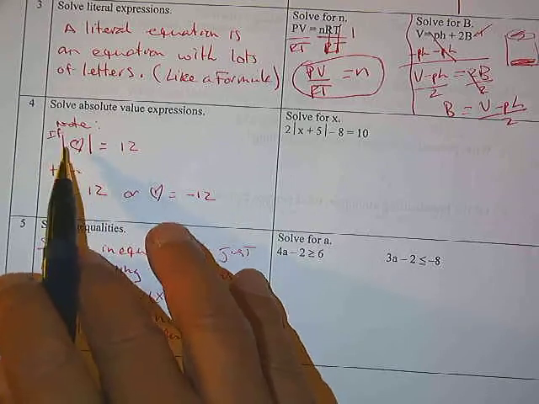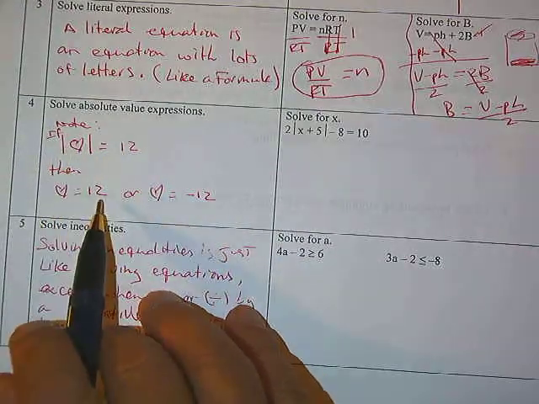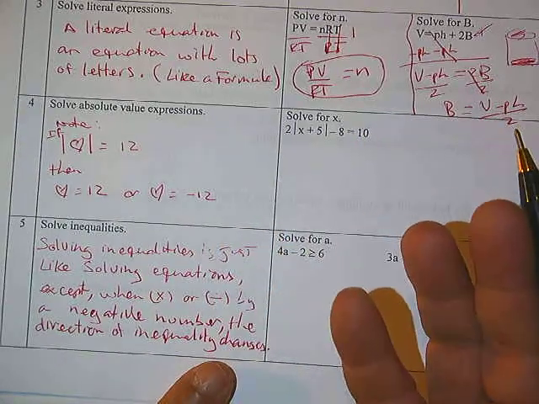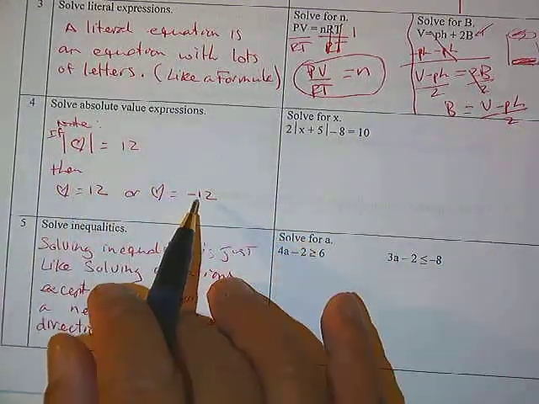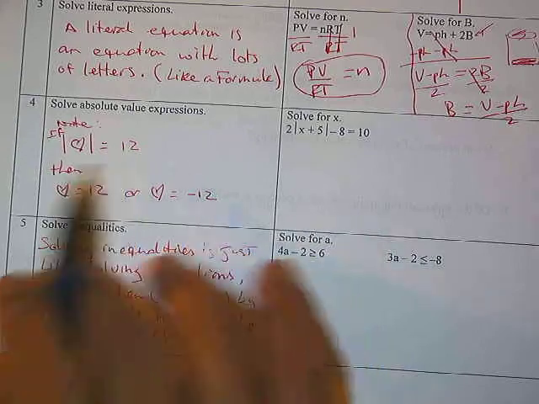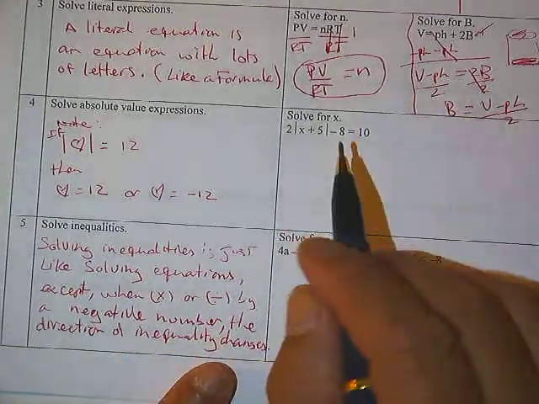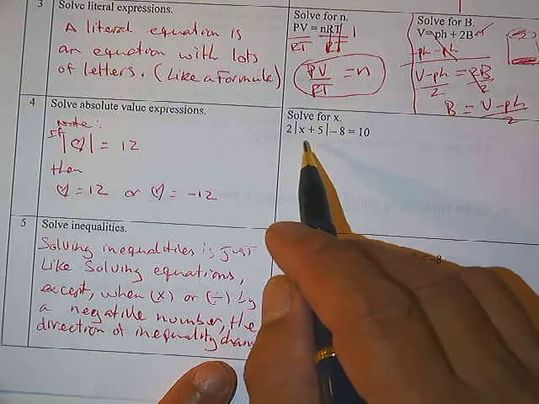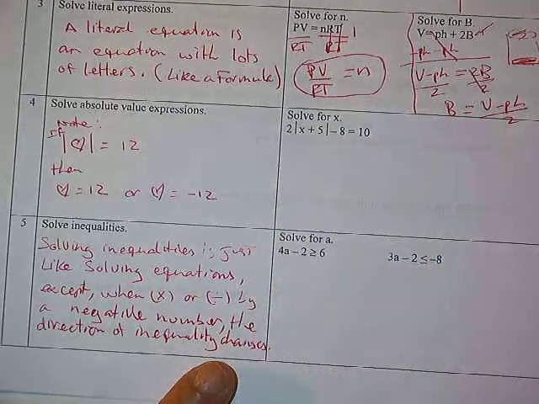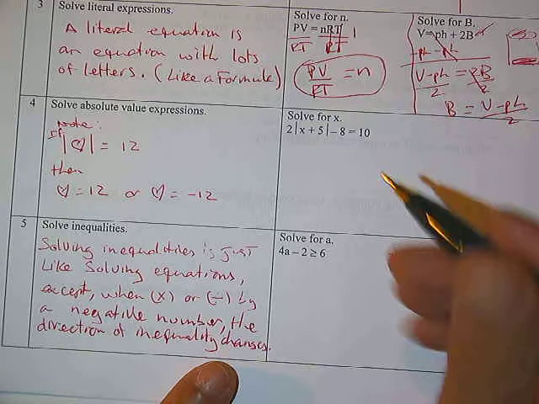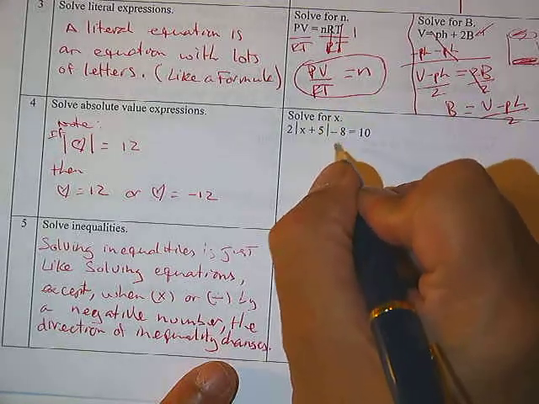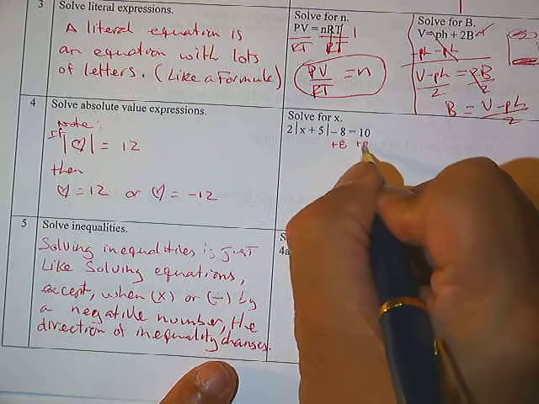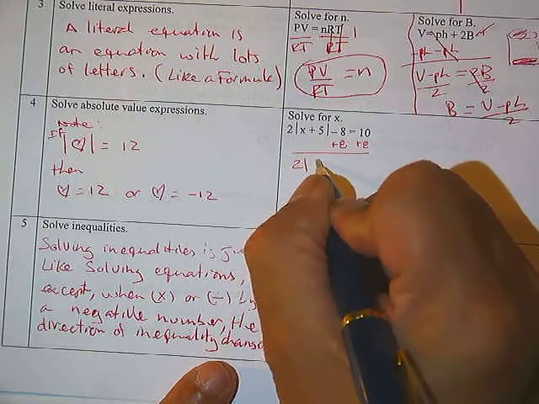Number 4, solving absolute value expressions. If something in the absolute value is equal to 12, then whatever is inside the absolute value sign could be 12 or it could be negative 12. You don't really know, but you know that when you take the absolute value of something, it's guaranteed to be a positive outcome. So we're going to solve for x, and we know that 2 times the absolute value of x plus 5, minus 8, is equal to 10.